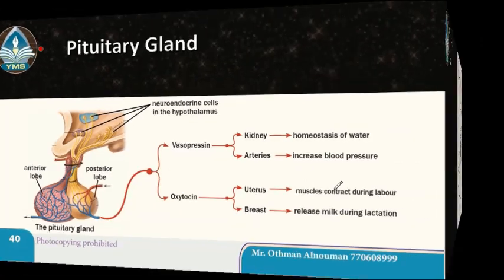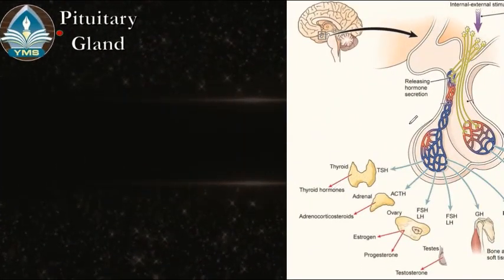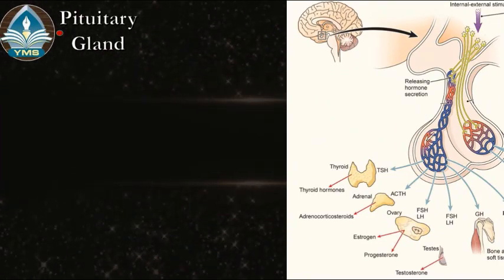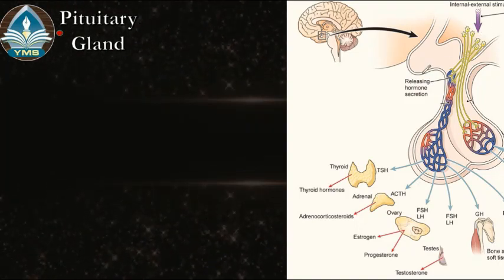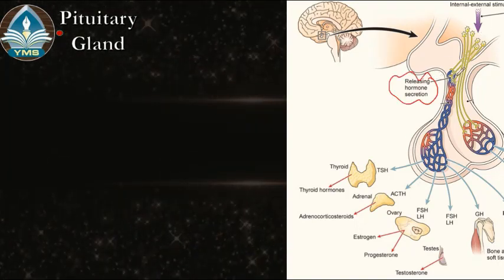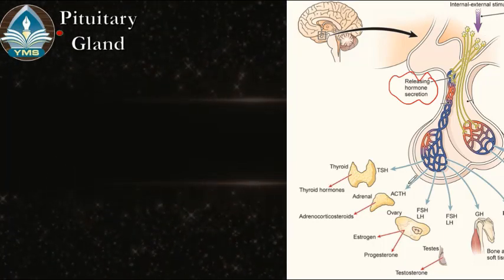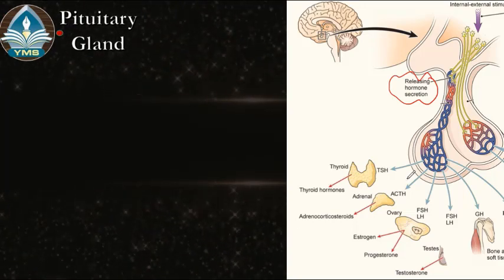Let's go now to the anterior lobe of the pituitary gland, and there is a hell of a party going on there. Let's look at the anterior lobe of the pituitary gland. First, it receives releasing hormone from the hypothalamus, and this releasing hormone is going to stimulate the anterior lobe to produce its hormones. And these hormones, let's look at them one by one.